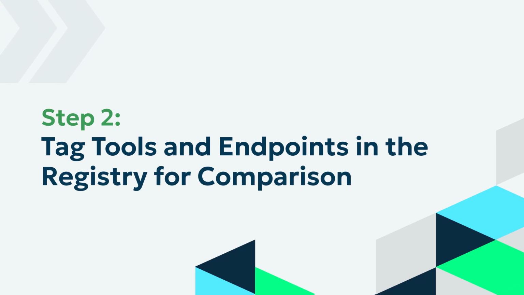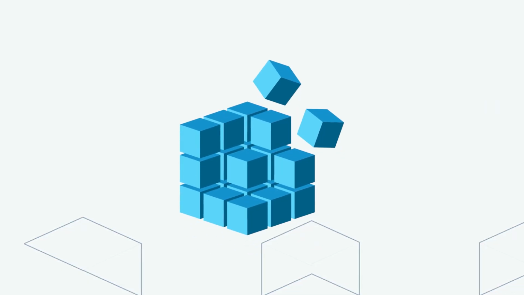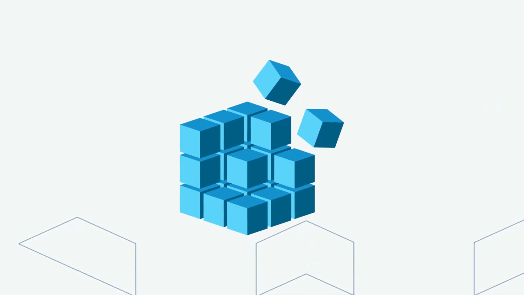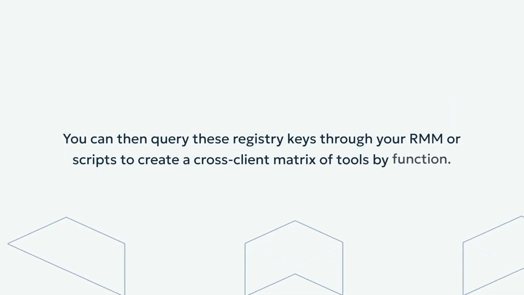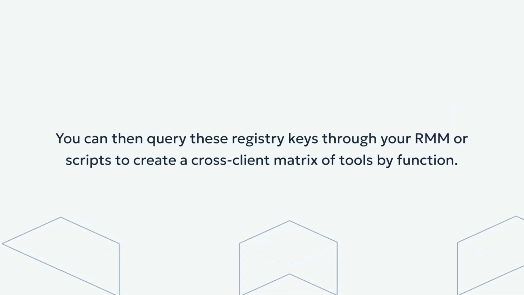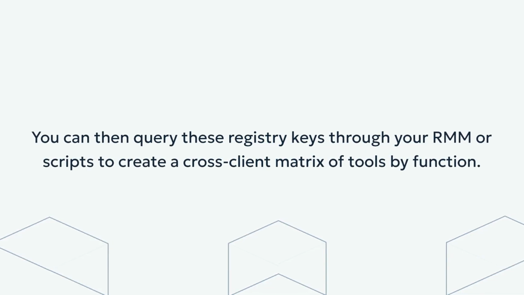Step 2. Tag tools and endpoints in the registry for comparison. To use registry entries to flag known tool categories or potential overlap risks, run the following PowerShell command. You can then query these registry keys through your RMM or scripts to create a cross-client matrix of tools by function.